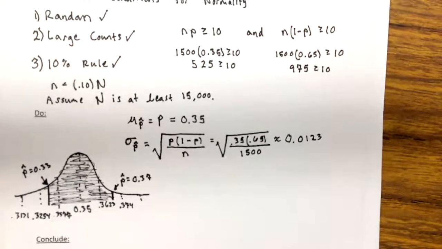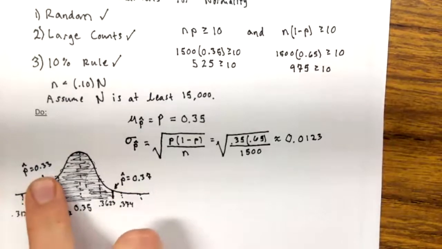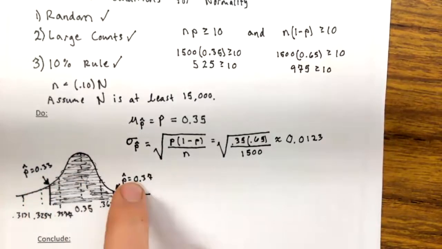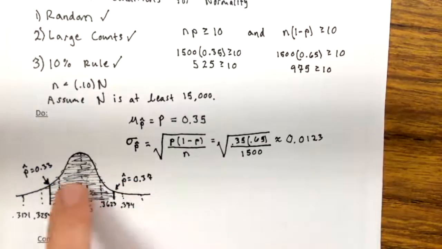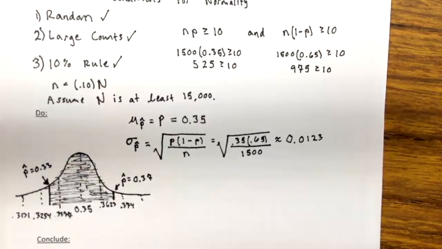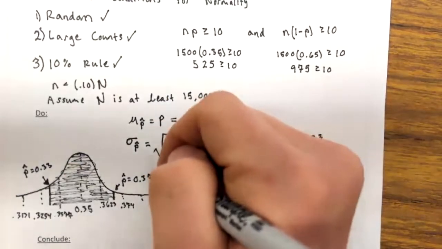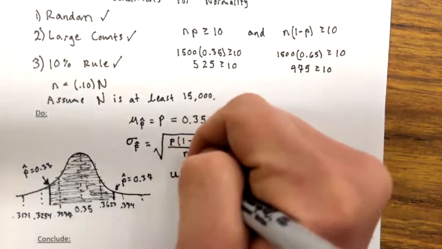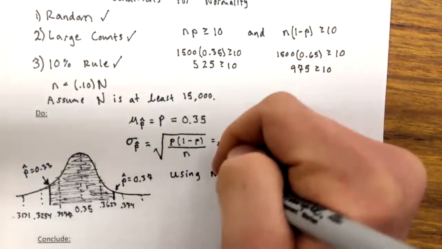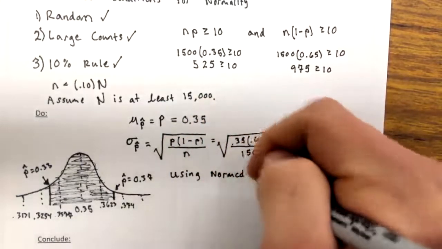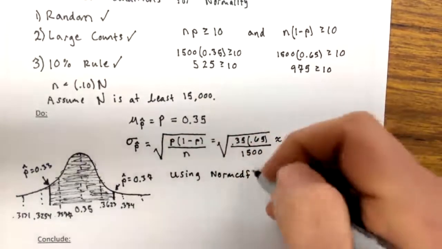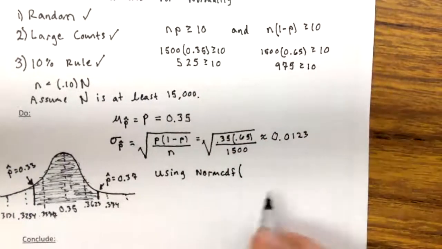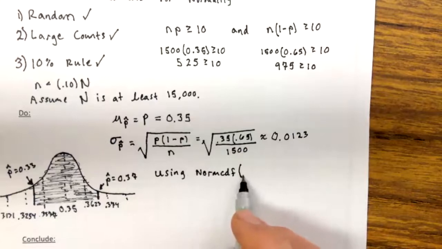All right, now to find this probability, there are, of course, a couple options. You can find z-scores for each proportion, look up those corresponding z-scores in table A, find their associated probabilities and do a little bit of subtraction to actually get this area. Or you could also just use normal CDF. And that's what I'm going to do.